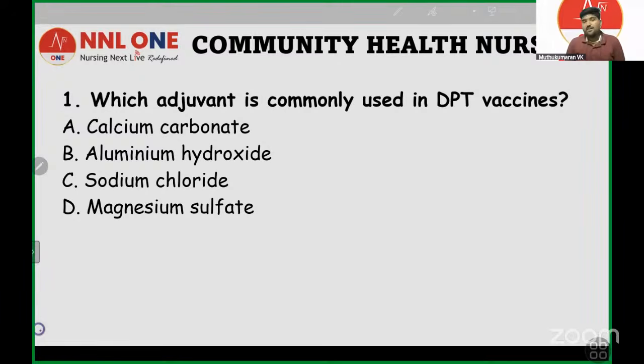Okay. The first question is: which adjuvant is commonly used in DPT vaccines? Calcium carbonate, aluminum hydroxide, sodium chloride, magnesium sulfate. Hope this might be a basic question for you. This has to be taught to all the audience so that you will have clarity. So first we have to discuss what this adjuvant is.